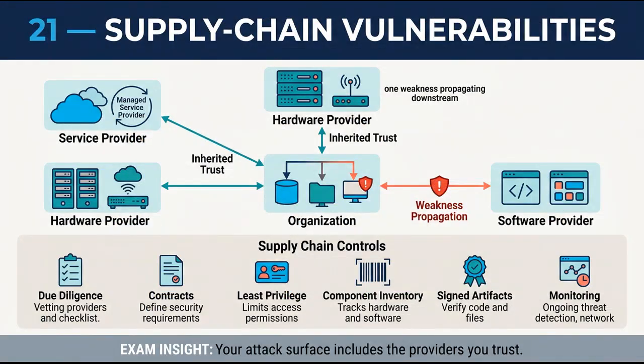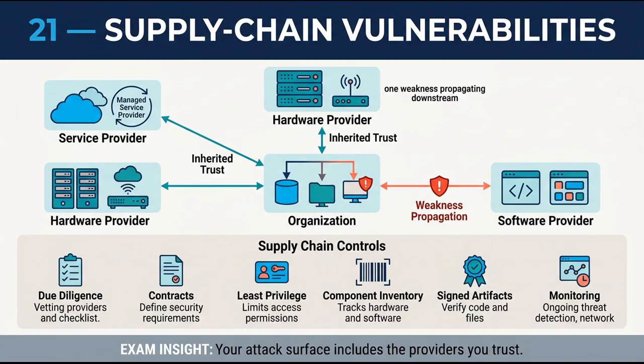Supply chain vulnerabilities arise when an organization inherits risk from a provider, product, component, or development dependency. Security boundaries extend beyond the company because trusted outsiders may hold administrative access, process sensitive data, deliver updates, or supply hardware. A weakness at one provider can affect many customers simultaneously. Reduce risk through due diligence, clear contract requirements, independent security evidence, least privileged partner access, segmentation, component inventories, signed artifacts, continuous monitoring, and coordinated incident response.